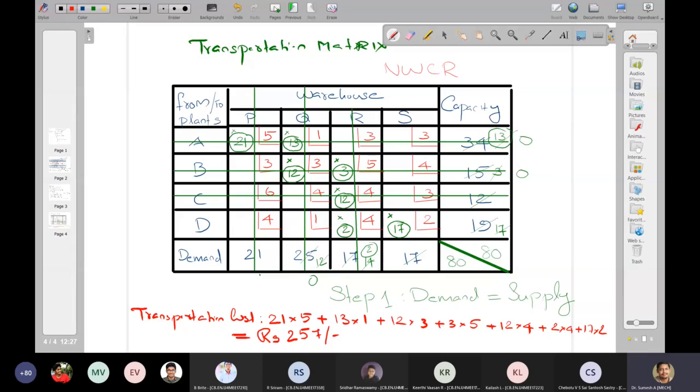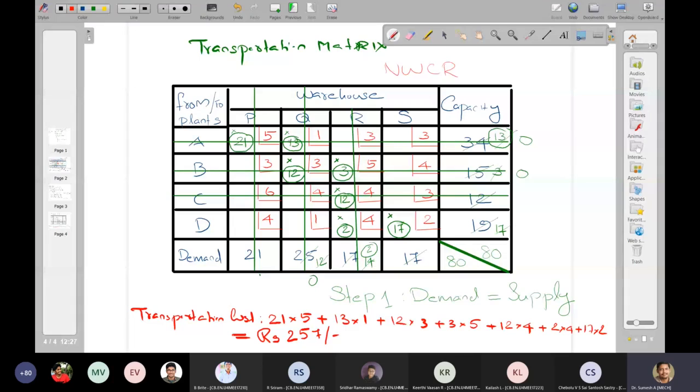Yes. So first we have allocated this 21. Then the first column of P is eliminated. So from 34, if I subtract 21, 13 is left out. So the new northwest corner will be AR, where the demand is 25 and capacity is only 13. So I have allocated that 13 over here. And if you subtract that 13 from 25, you will get 12.